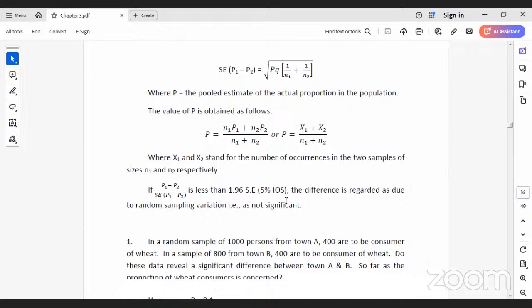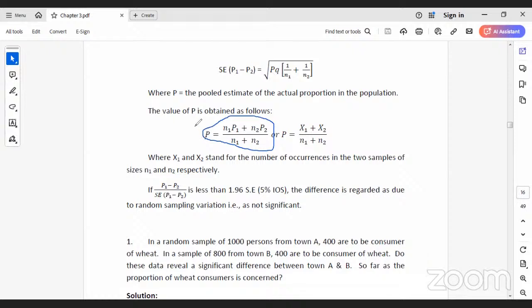Where P is equal to the pooled estimate of the actual proportion in the population. The value of P is obtained as follows. To get the P value, this is the formula: P is equal to N1 into P1 plus N2 into P2 divided by N1 plus N2. Here, P is also equal to X1 plus X2 by N1 plus N2. Based on the situation, but just consider this one only to get the P value. This formula will be applicable.